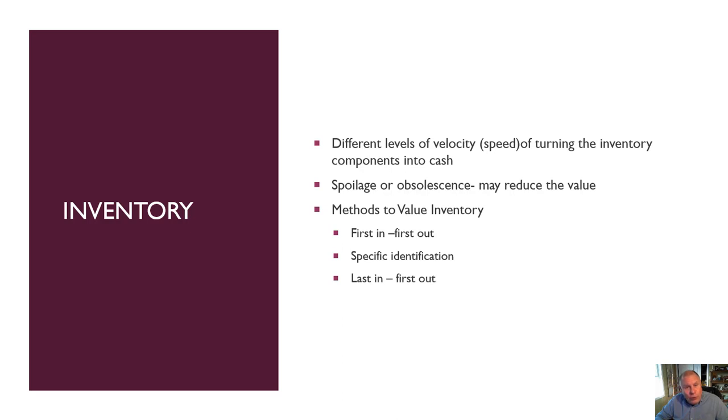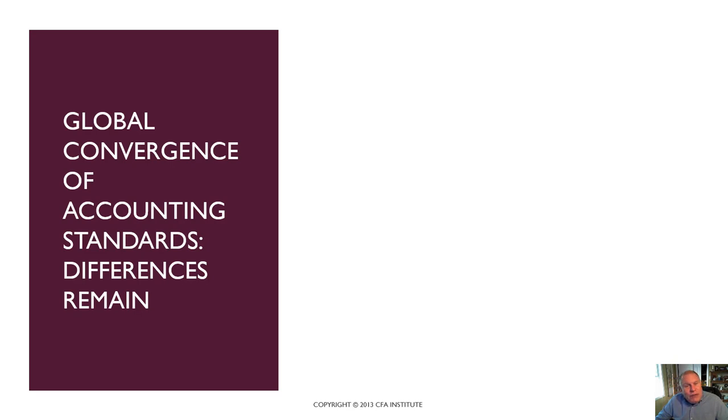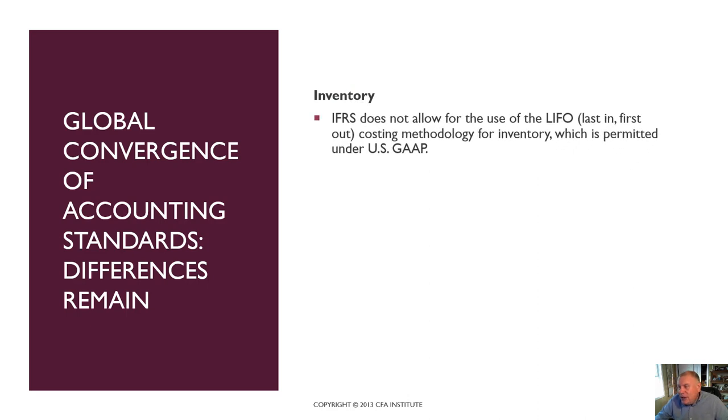Now, this is where the difference between accounting standards between the U.S. and IFRS comes into play. Very specifically, IFRS does not permit the use of LIFO, last in, first out. U.S. GAAP does allow it. So we should know that if we're looking at statements, they could portray two competing businesses very differently.